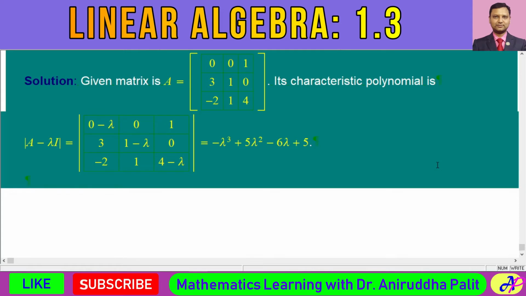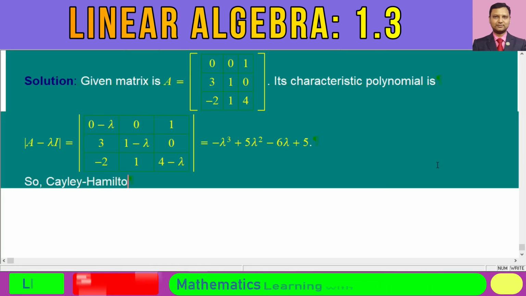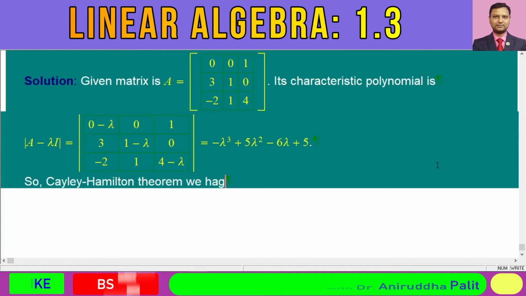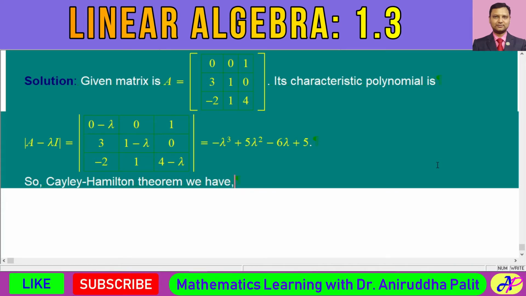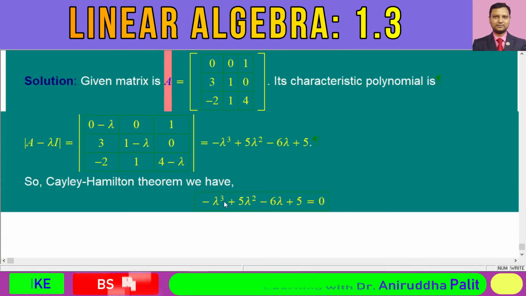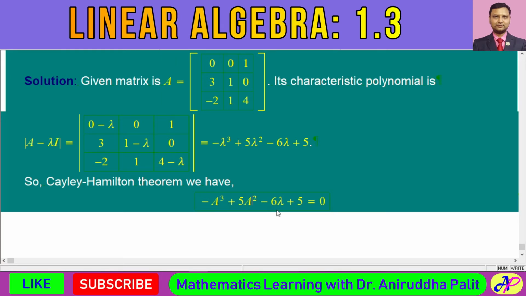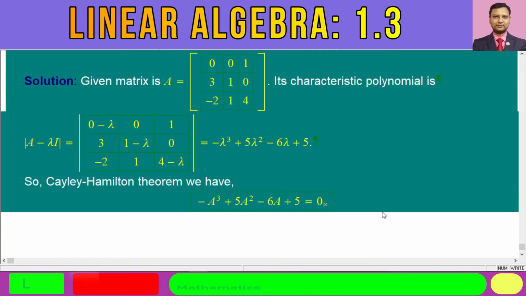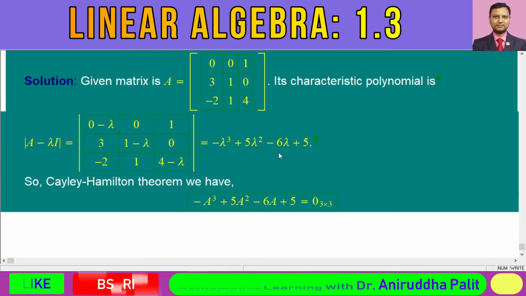Now over here we can say by the Cayley-Hamilton theorem we have, in place of this lambda, we will have to put this matrix capital A. So just put this matrix capital A over here. You will get that this is equal to 0. That is actually the zero matrix. So you can write that it is equal to the 3 cross 3 zero matrix.